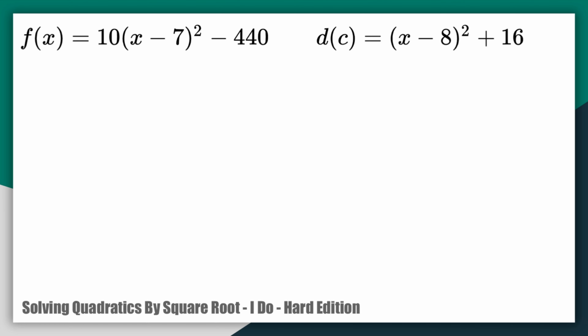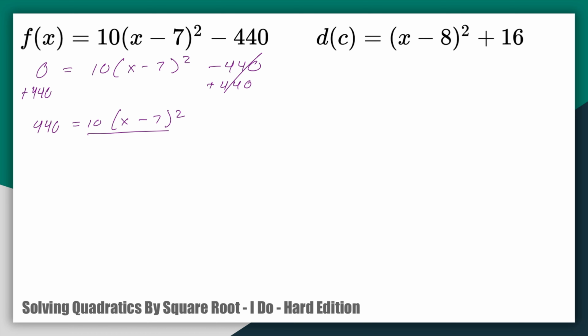So we're going to do all the same steps. We set this equal to 0. We get 0 is equal to 10 times x minus 7 squared minus 440. We add the 440 to each side. This cancels. We have 440 is equal to 10 times x minus 7 squared divided by 10. This cancels. 440 divided by 10 is 44, which is now equal to x minus 7 squared.